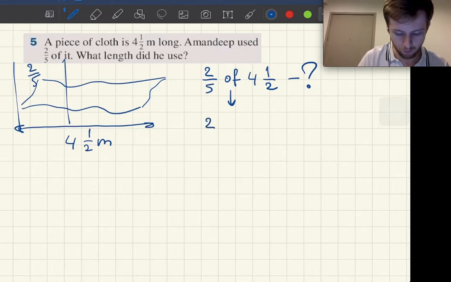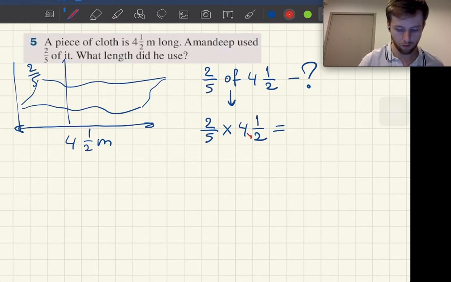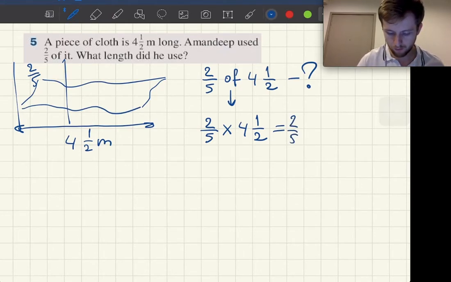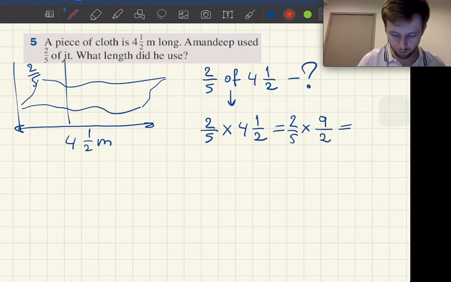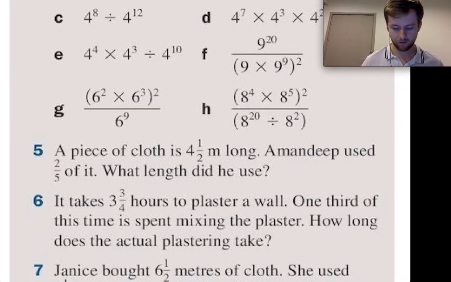So to find it, we have to multiply 2/5 by 4 1/2. First we have to convert it to an improper fraction. So it's going to be 2/5 times 9/2, and then the answer is going to be 9/5, which can also be written as 1 and 4/5. That's it. Let's do number 6.